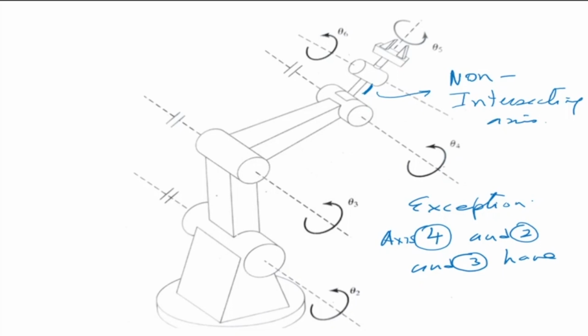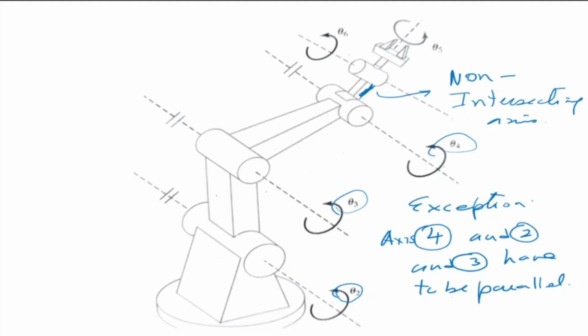Axis 4 and 2 and 3 have to be parallel. So such manipulators have an inverse kinematic solution. Look at your axis 4, axis 3, and axis 2. They are all parallel to each other. And although the last three axes are not intersecting, there is a distance here, even then, it has an inverse kinematic solution.